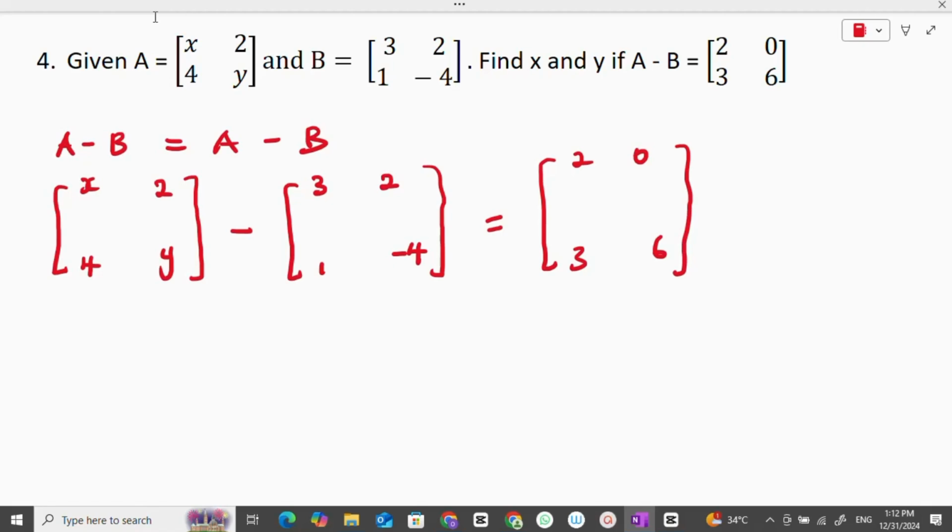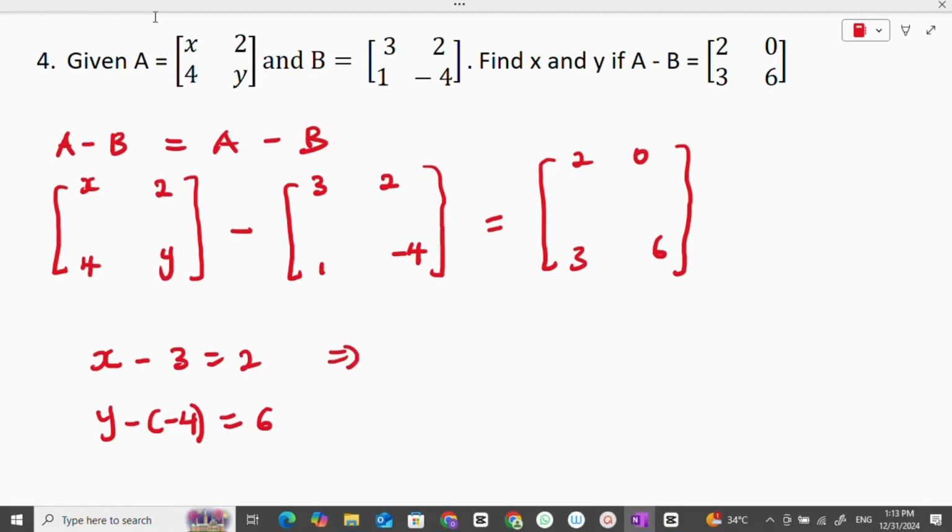Now let's simply solve for the value of x and y. All you have to do is take the elements of each matrix in order to find the answer. So x belongs to the first row, first column, and we want to solve for this. So x minus 3 is equal to 2. Now let's go for y. y belongs to the second row, second column. Going to the matrix of B, we take the value in the second row, second column, which is negative 4, so y minus negative 4 is equal to 6.